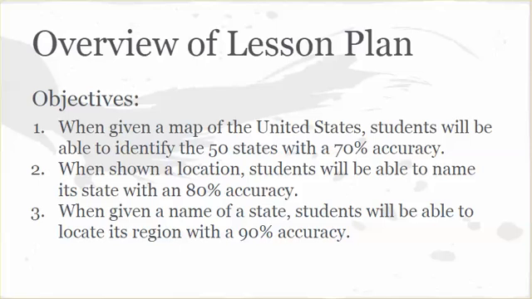When given a map of the United States, students will be able to identify the 50 states with a 70% accuracy. Second objective, when shown a location, students will be able to name its state with an 80% accuracy. And objective 3, when given a name of a state, students will be able to locate its region with a 90% accuracy.